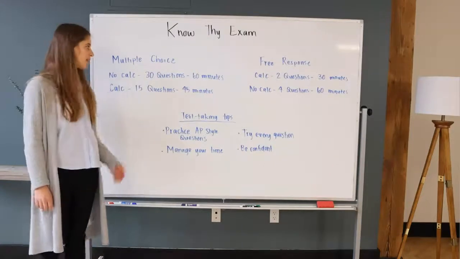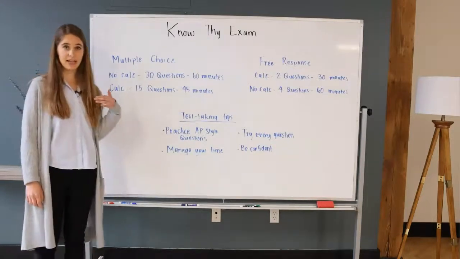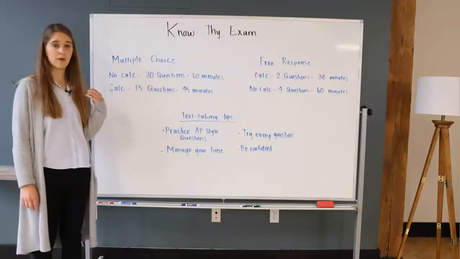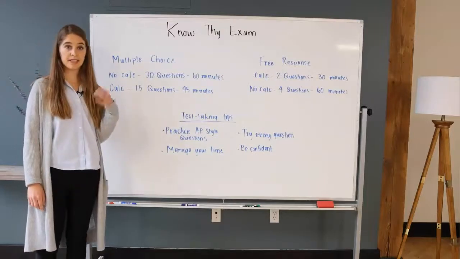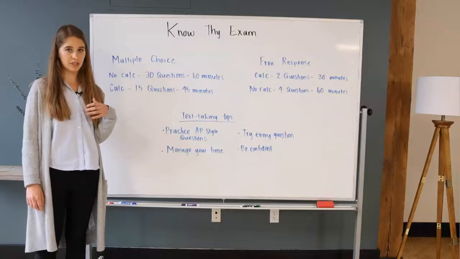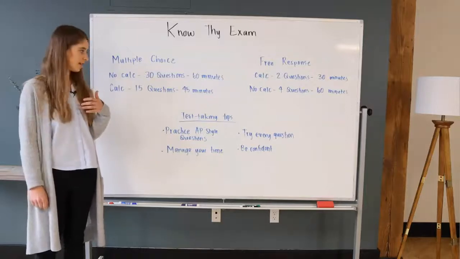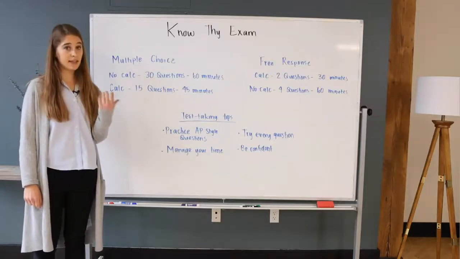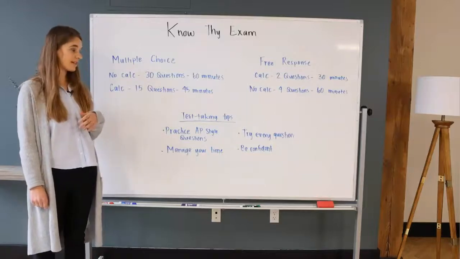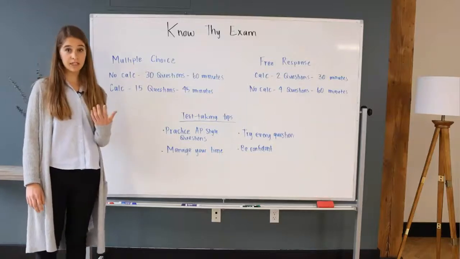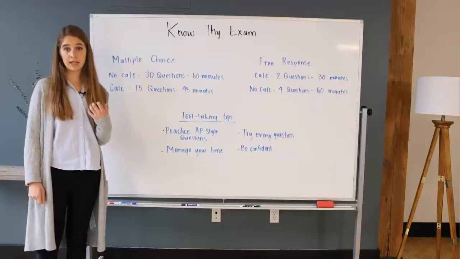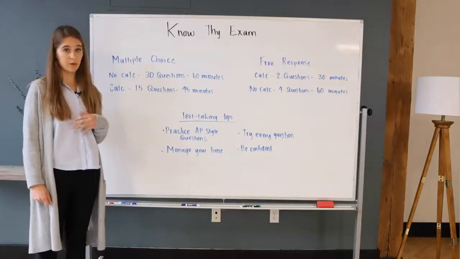All right, so let's talk about the multiple choice section. That is going to start with a no calculator section where you have 60 minutes to answer 30 questions, so roughly 2 minutes a question. Then you're going to have a calculator for the next 45 minutes where you have to answer 15 questions, and so you get a little bit more time there. You have roughly 3 minutes a question.